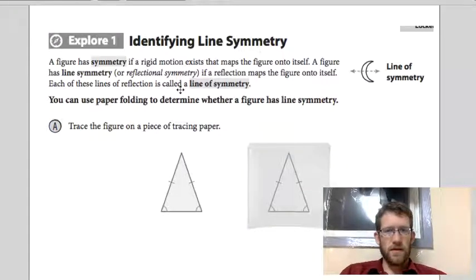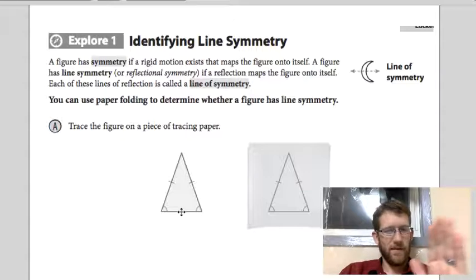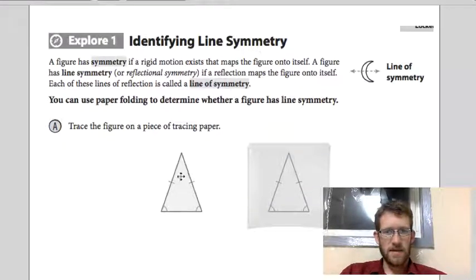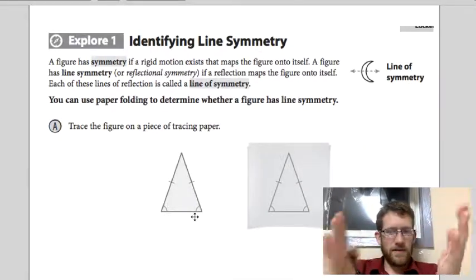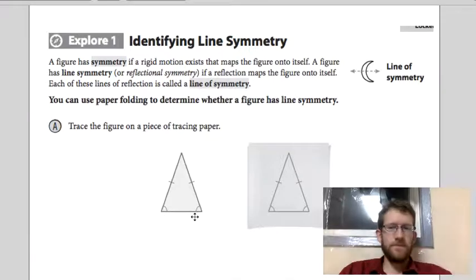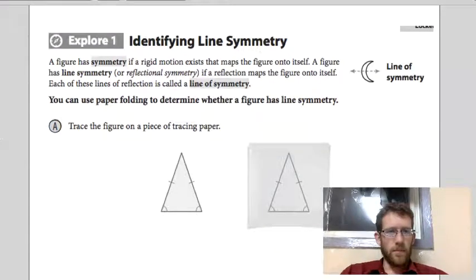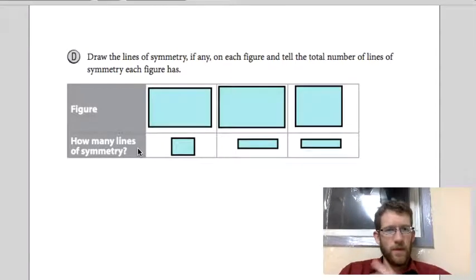So for these, we have lines of symmetry, and a line of symmetry is just where that mirror image, that line of reflection, would be. In this case, the mirror image line would be here. Their example is tracing paper, because then you can fold the paper in half. Little kids learn how to do this. They fold the paper in half and then cut out a heart. So we'll skip right ahead here.